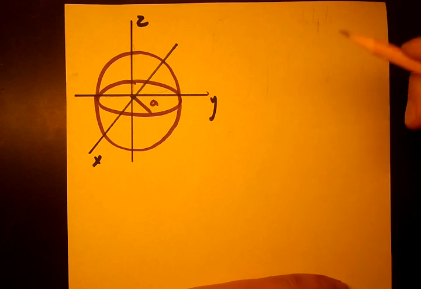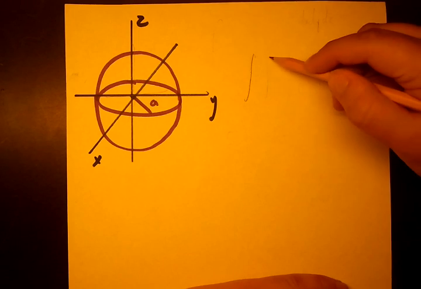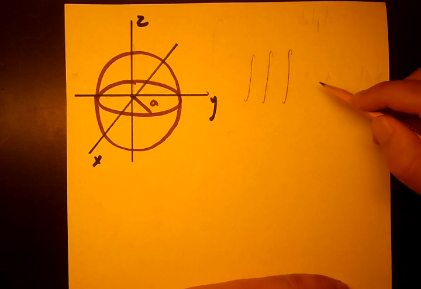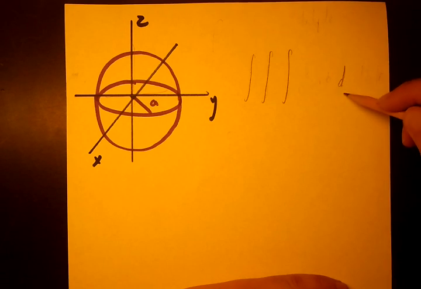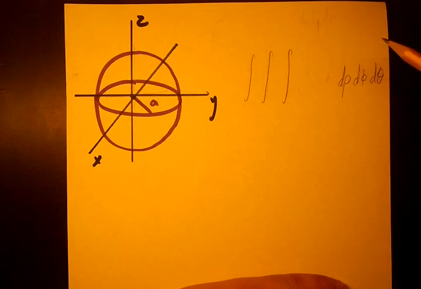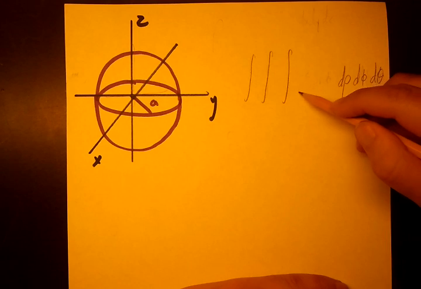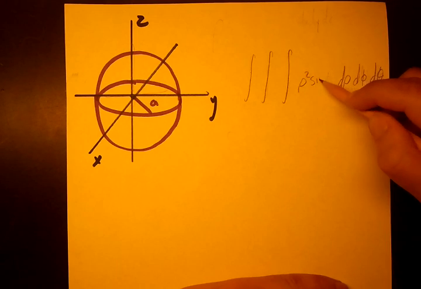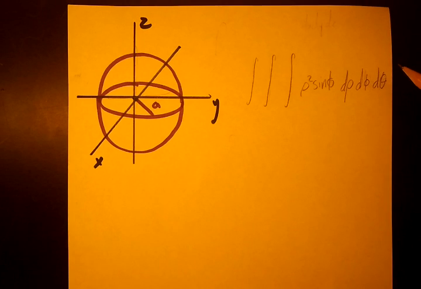So we're going to start with the form for spherical coordinates, which is our three integrals and our three limits. So d rho, d phi, and d theta. And of course we have to include the interior term, which is rho squared sine of phi.